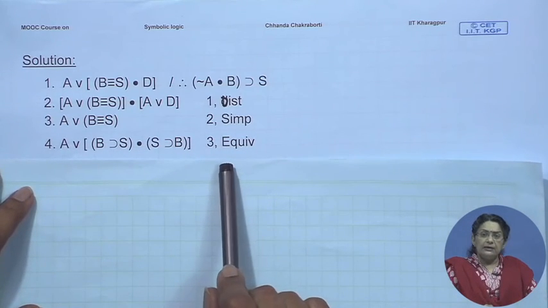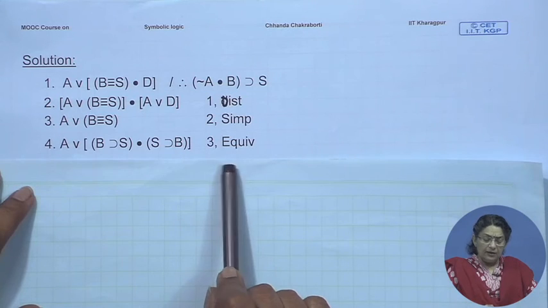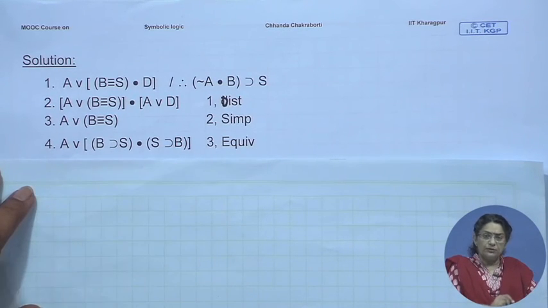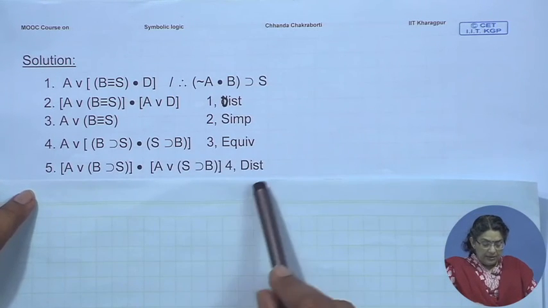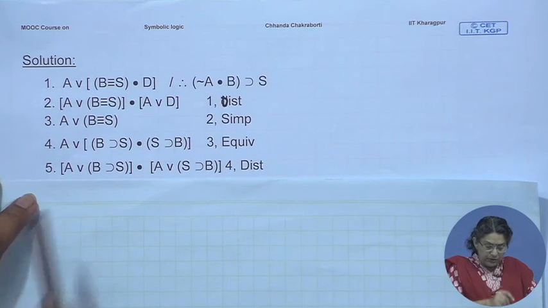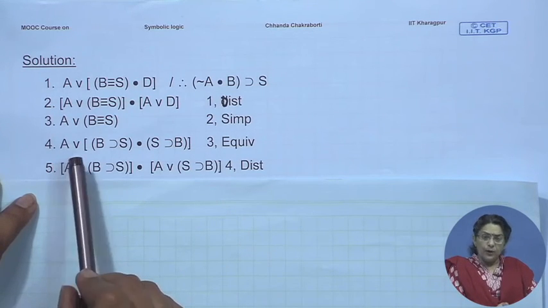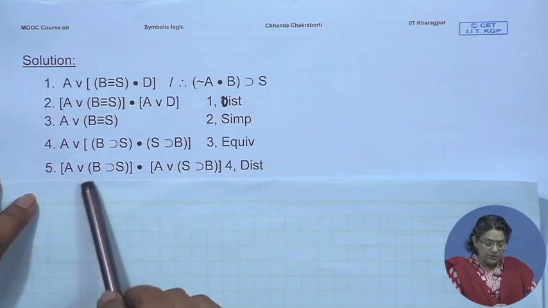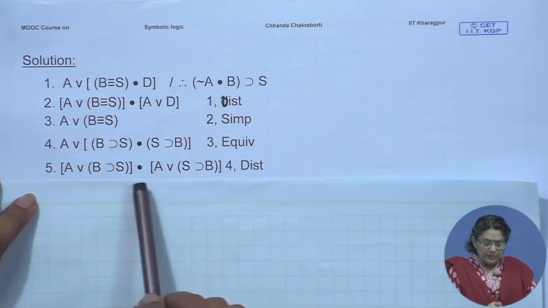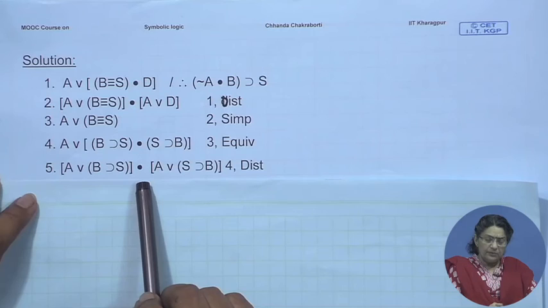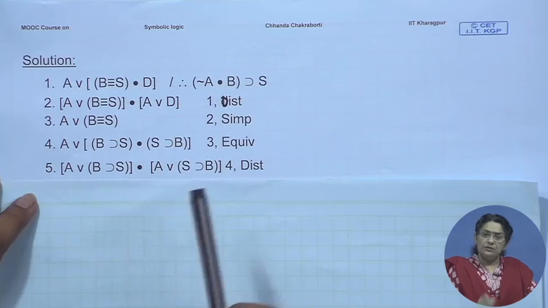This is line 3, an application of equivalence, where this triple bar has been broken down into the conjunction of two conditionals. This is for distribution, where what are you distributing? Again A over what? First B horseshoe S and then S horseshoe B. So, look at the result, and the dot becomes the main connective, which was inside and becomes the outside connective. That is how distribution works.